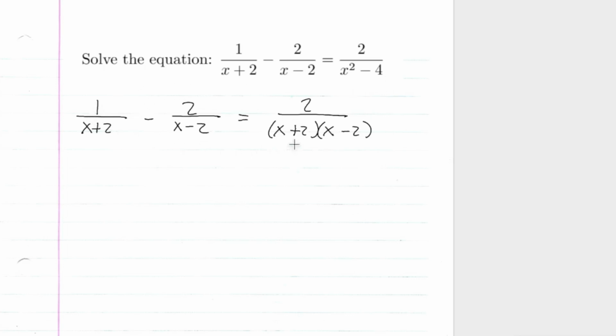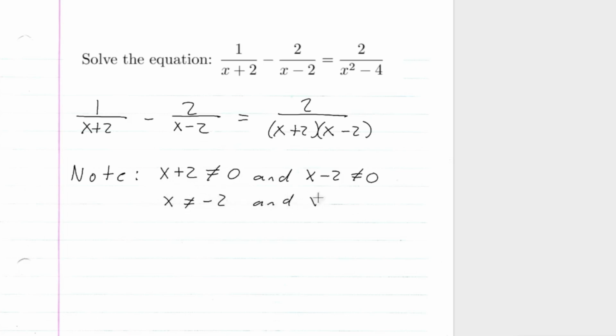So from this here, remember, we cannot have any number over 0, right? So let's take a note. We cannot have x plus 2 be equal to 0, right? X plus 2 can't be 0 because then otherwise we'd have 1 over 0 and that's not allowed. And x minus 2 cannot be 0 because then we have 2 over 0, which is not allowed. Or we can rewrite this as x cannot be equal to negative 2 and x cannot be equal to 2.